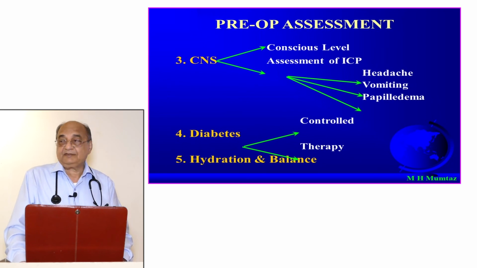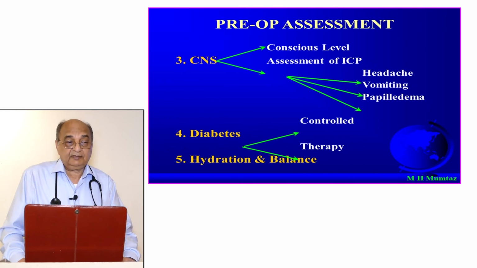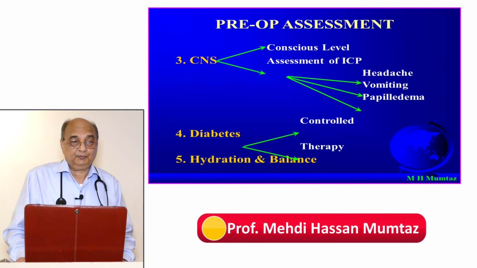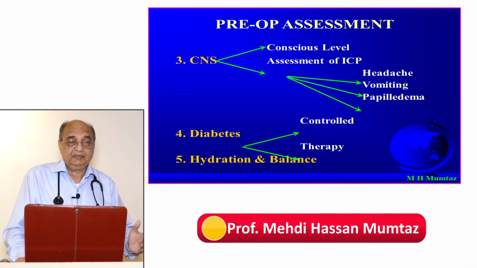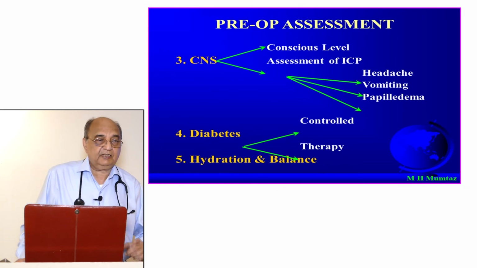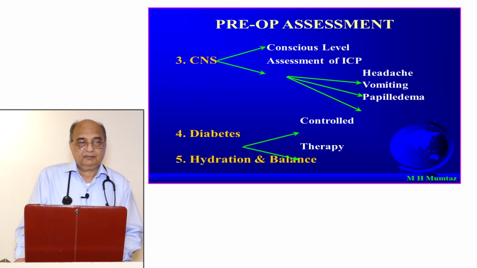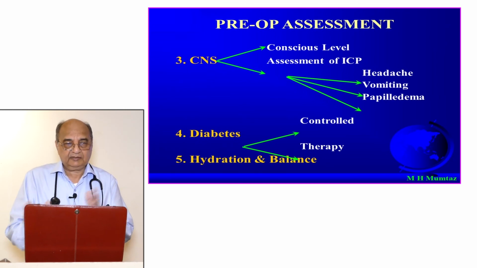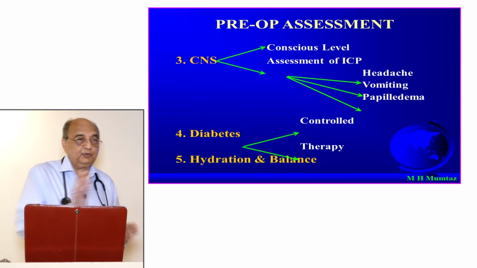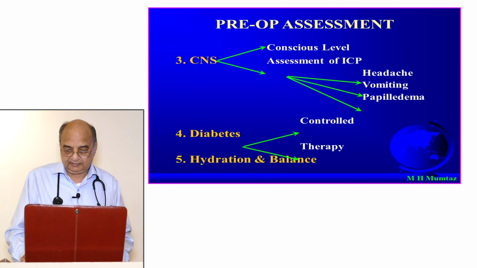Hydration and balance. Now, usually these patients are dehydrated when they are brought to hospital. So hydration should be proper and it should be according to the central venous pressure. And the patient should be brought into water and electrolyte balance, acid-base balance, and then nutritional balance. So at least there should be water balance, electrolyte balance, and acid-base balance before you anesthetize the patient. And keep it like this in the postoperative period also.